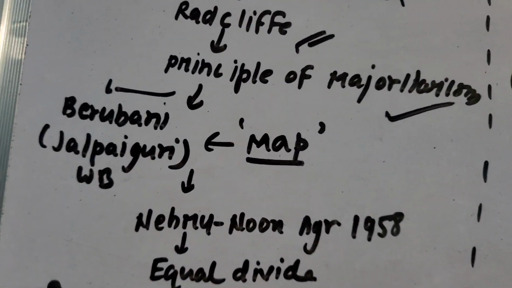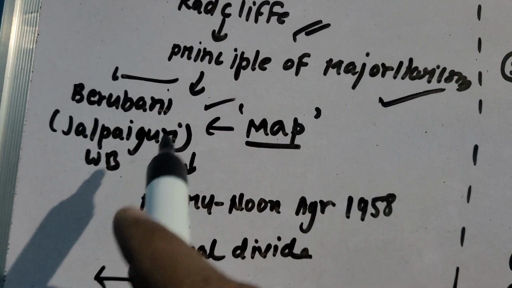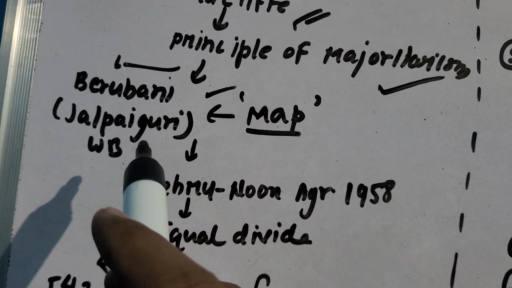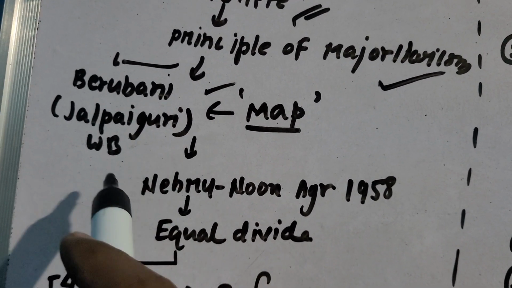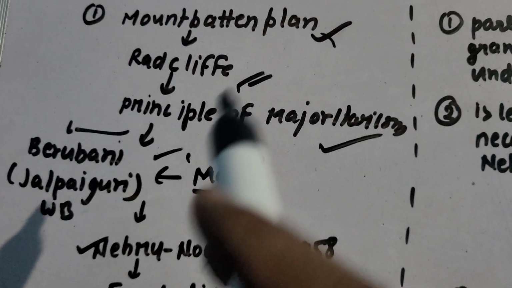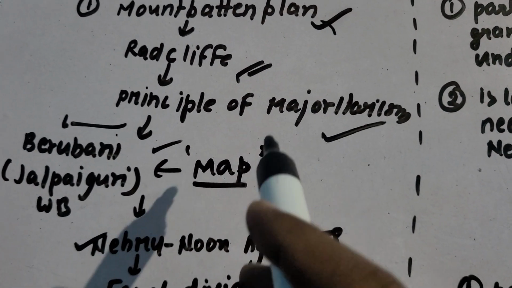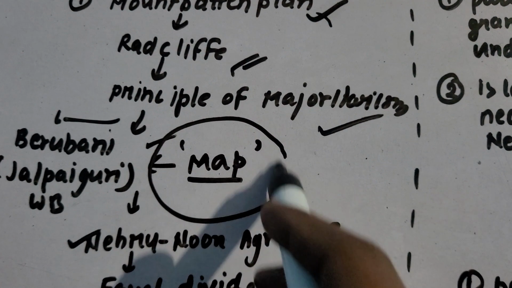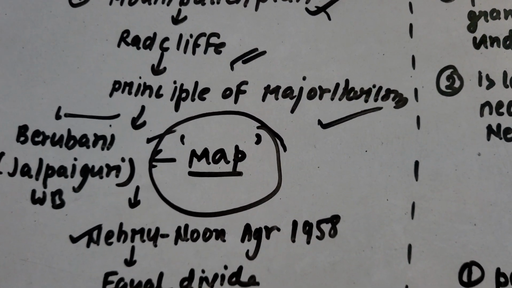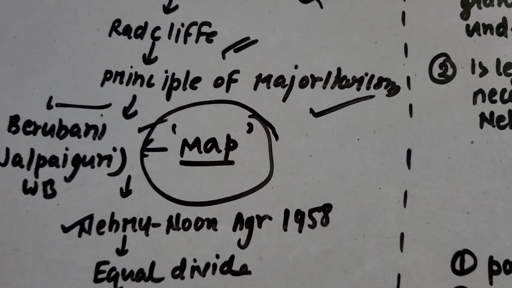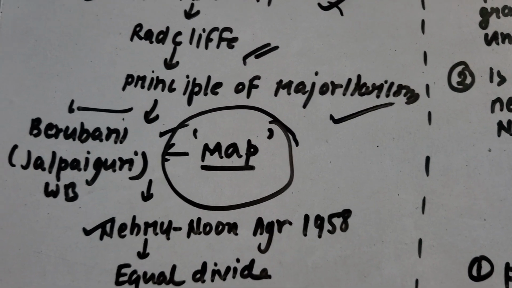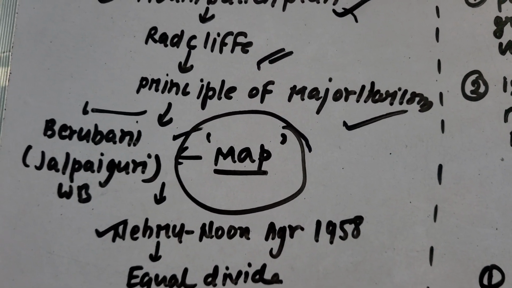Now, there was one place which was known as Berubari. It was in the Jalpaiguri of West Bengal. Now he also divided this land, but there was an issue that he didn't draw the map of this particular area, and because of this particular reason, there was a dispute as to whom this land belongs.